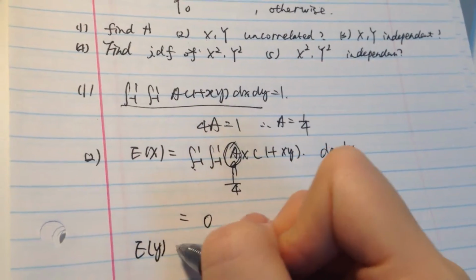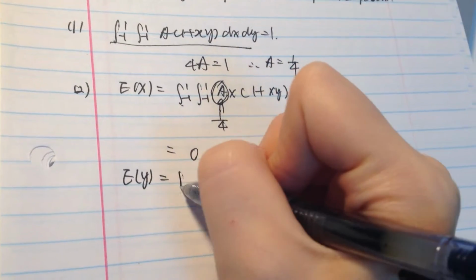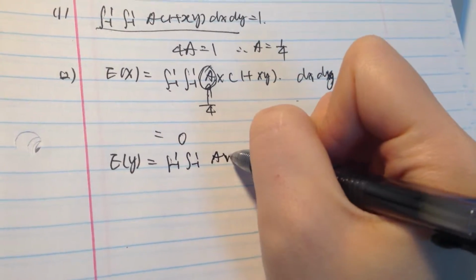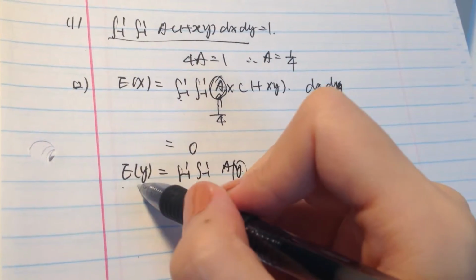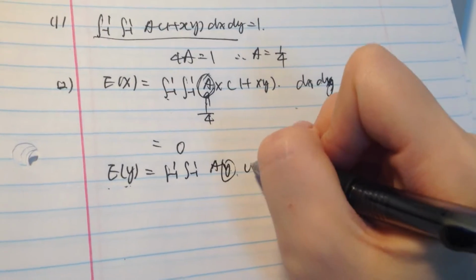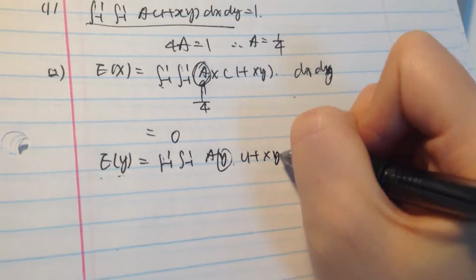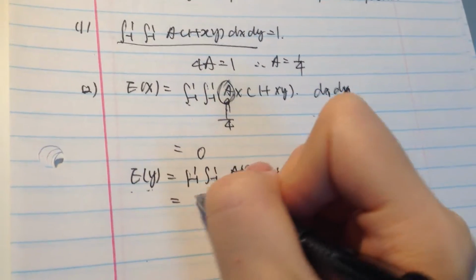Use the same way to calculate the expectation of y. The expectation of y is a similar way to calculate. It should be ay. Here is not x, here should be y, because here's the expectation of y. And 1 plus xy dx dy. So 0 as well.